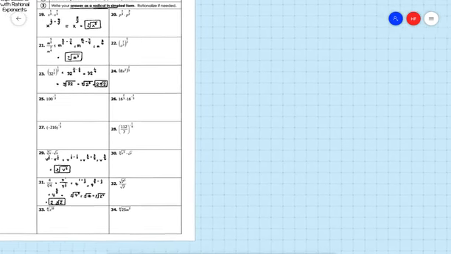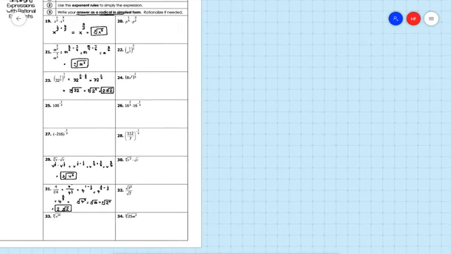So then the remaining ones will be what you will turn in on Canvas. Make sure that you have them all completed, and then make sure that your name is on it. And then tomorrow we will continue with our converting between rationals and radicals.